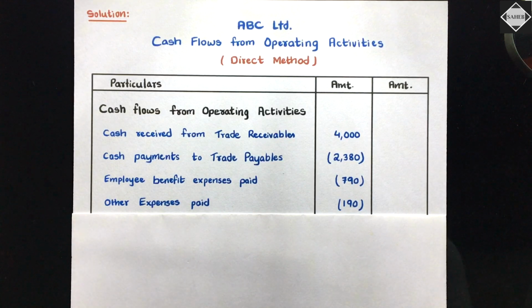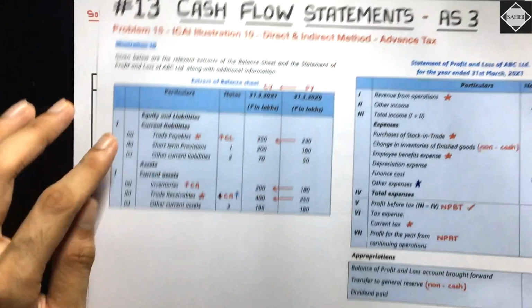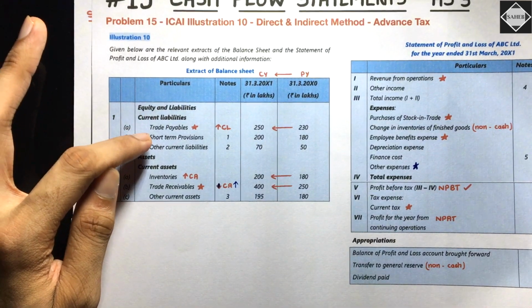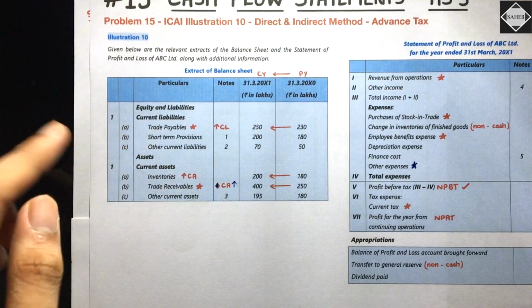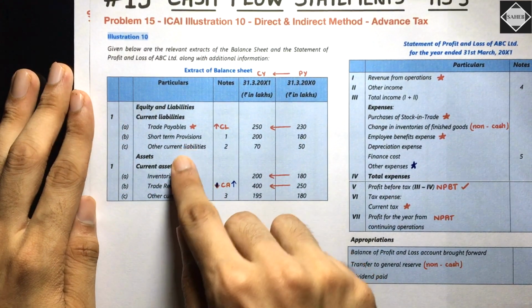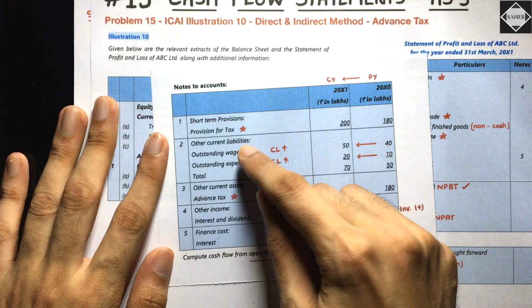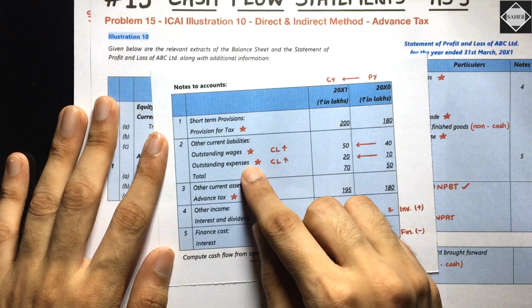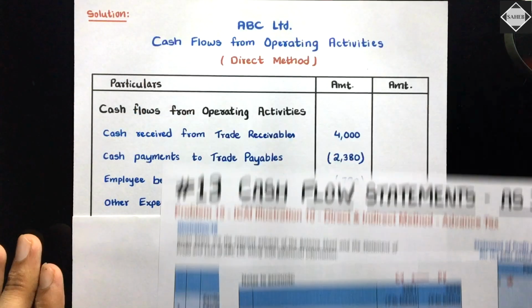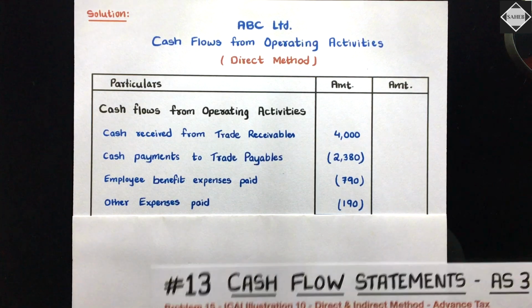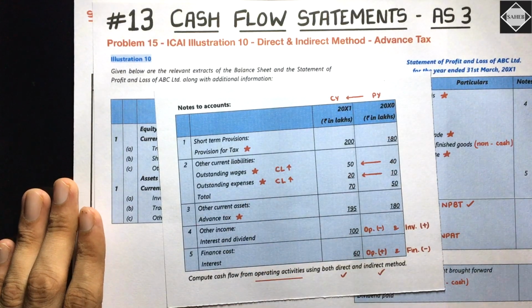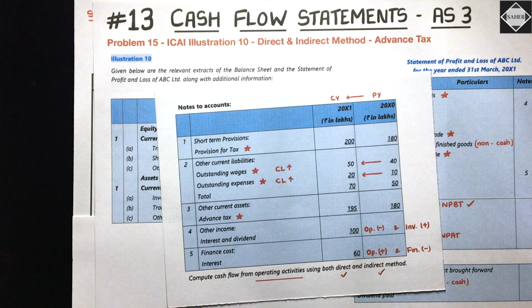Then anything else? Nothing else, isn't it? We have taken everything. If we see the question also, there is nothing else in the question. See here, let me just show you. Trade payables, we are done regarding that. Short-term provisions, that's the tax. So tax will be taken at last. Fine. Other current liabilities also we took, right? In other current liabilities, what did we have? Outstanding wages and outstanding expenses. Both we have taken, isn't it? Employee benefit expense and other expense, that's related to that only. Advance tax, we'll see that at last only. Tax paid we will take at last. That's all.